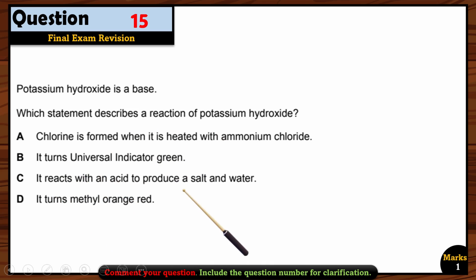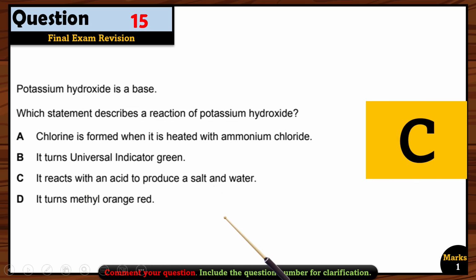It reacts with an acid to produce a salt and water. Yes, this option is right because it's a base. So whenever it reacts with an acid, it will produce salt and water. So option C is the right option here.